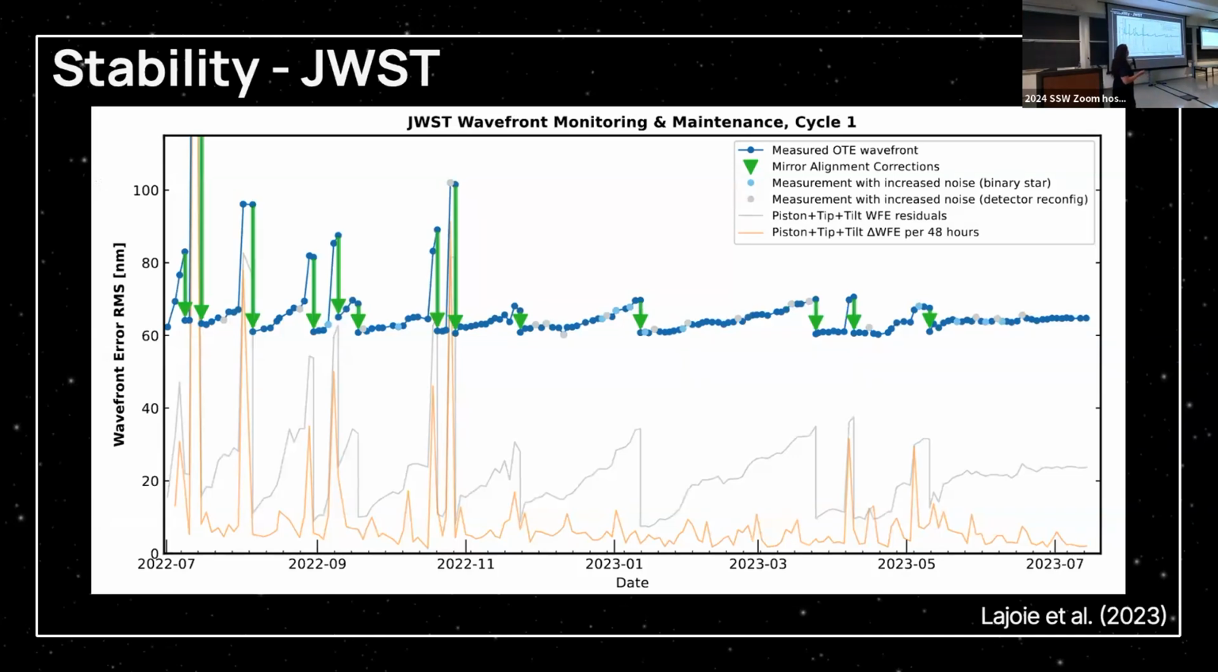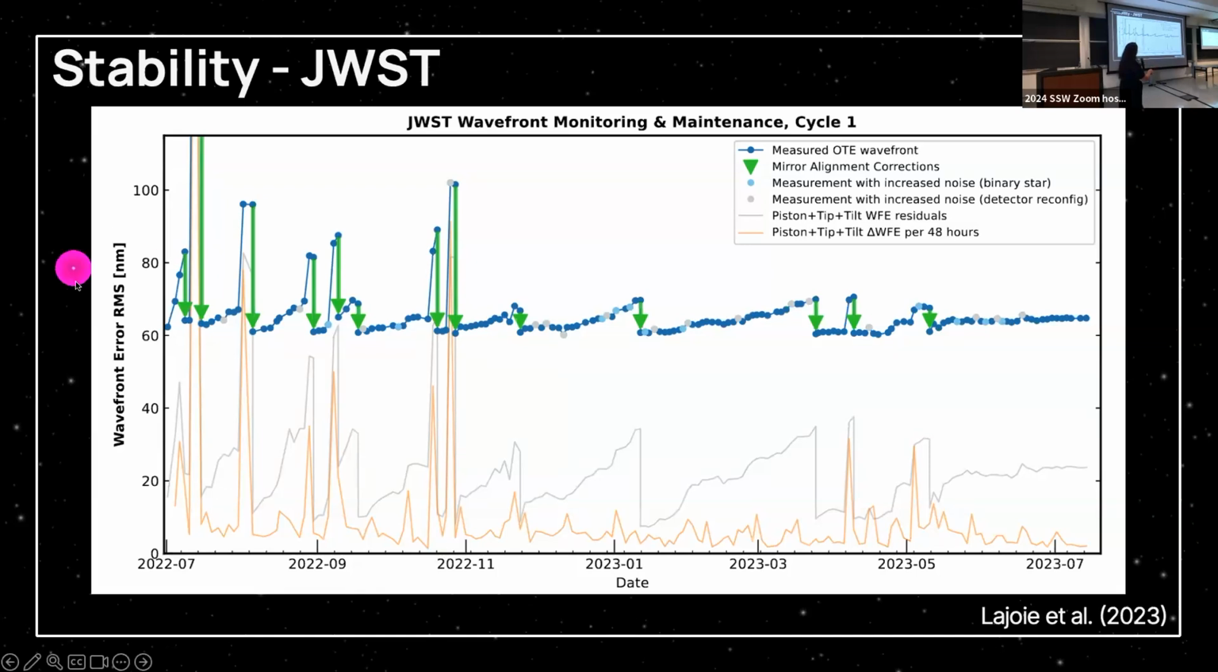So this is a plot of the first year of JWST observations in cycle 1. And what we're looking at here is the wavefront error in nanometers on the y-axis. And so you can see this nominal 60 nanometers of wavefront error as a function of time over the course of a year. Each of these dots is a measurement of the wavefront error on flight. And you'll see that every so often there are these big excursions to higher values that we can then correct by introducing some active optics to push the segments back into place and get a nice cleaner PSF.